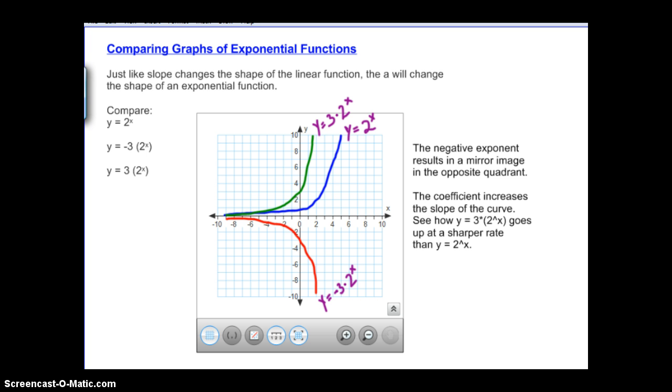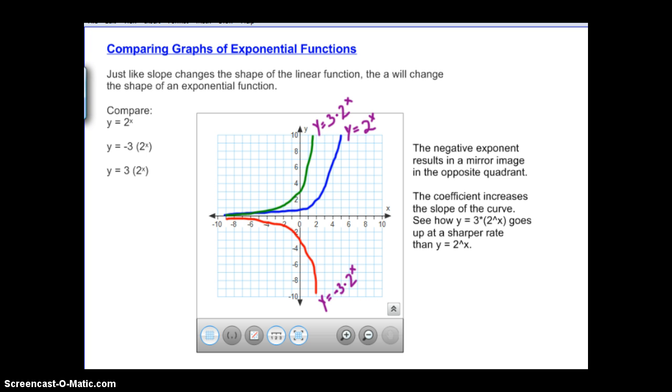When I multiply that function by 3, what that does is it increases the slope of the curve. It's going to make it sharper. So when I start to plug my numbers in and do my input-output table, you're going to see it's going to rise much faster. Now down on the left-hand side, it's going to be almost on top of or very close to what we had before. But as you start to increase the x values, it's really going to take off.